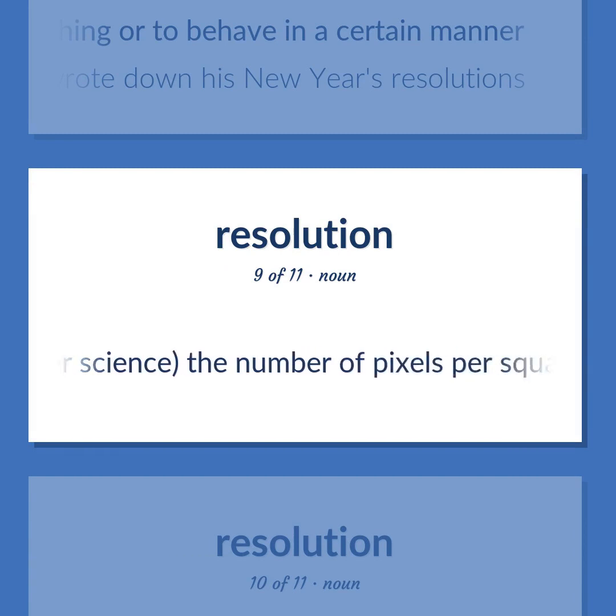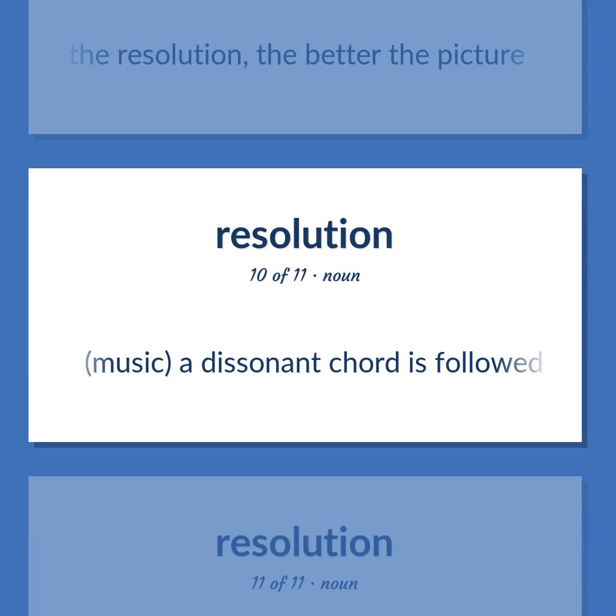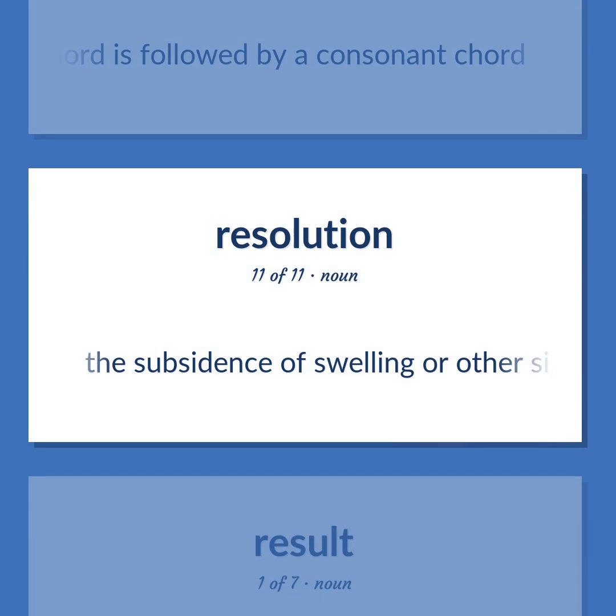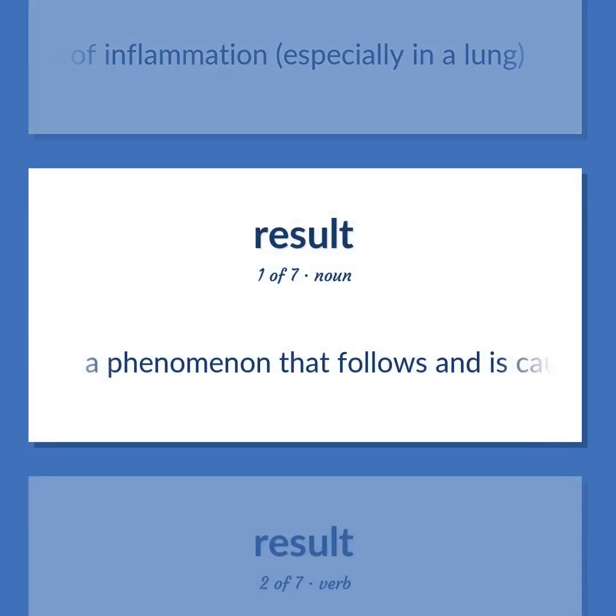Computer science. The number of pixels per square inch on a computer-generated display. The greater the resolution, the better the picture. Music. A dissonant chord is followed by a consonant chord. The subsidence of swelling or other signs of inflammation, especially in a lung. A phenomenon that follows and is caused by some previous phenomenon.